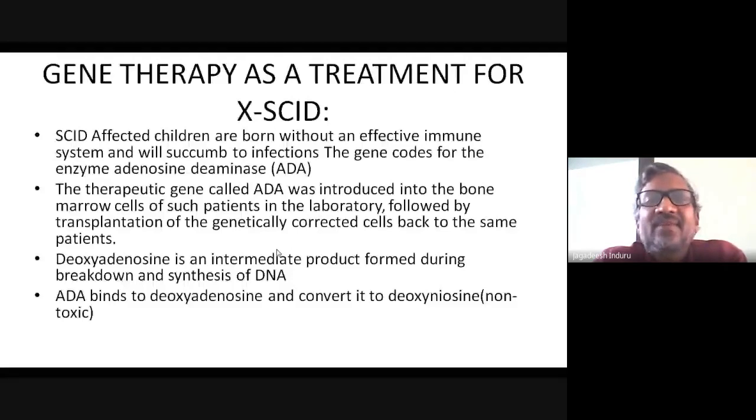Another gene therapy is the treatment for SCID. Children affected are born with this disease with an ineffective immune system, which succumbs to multiple infections. The gene codes for the enzyme adenosine deaminase, also called ADA. The therapeutic ADA gene was introduced into the bone marrow cells of such patients in the laboratory, followed by transplantation of the genetically corrected cells back to the same patient. This is done to improve immunity.